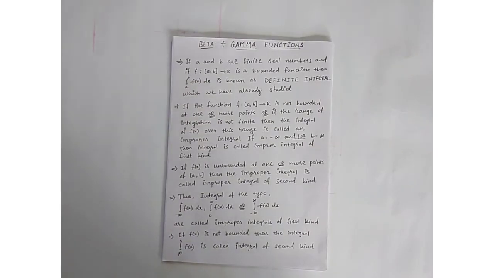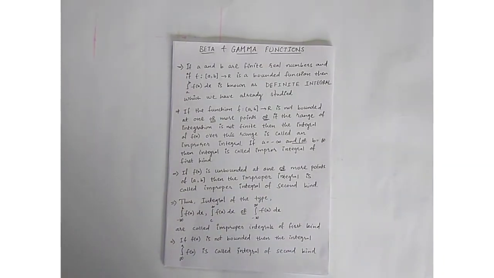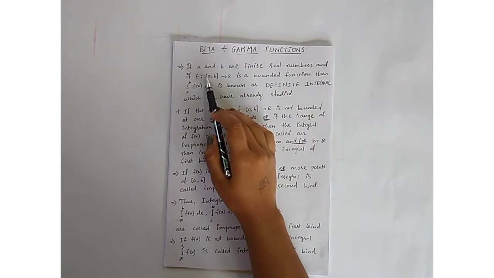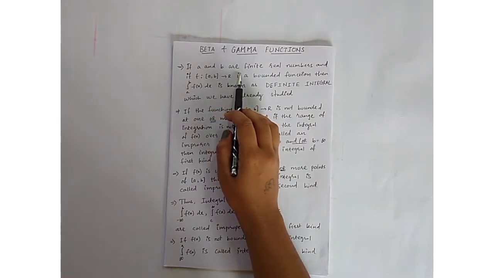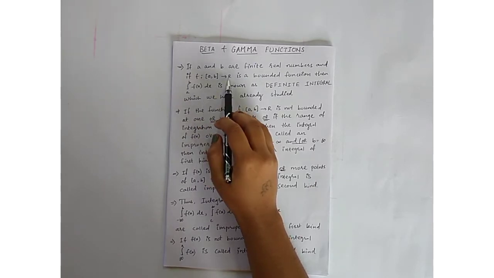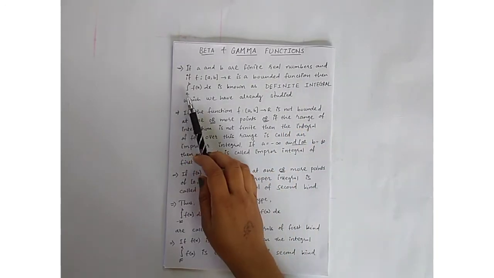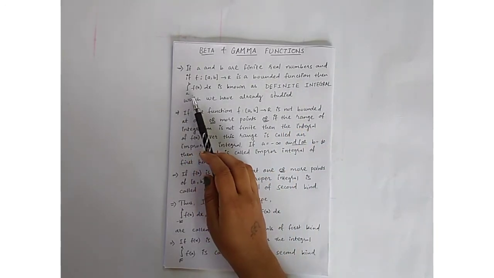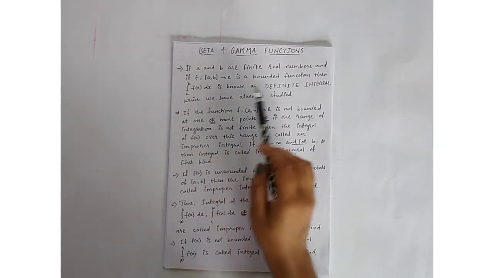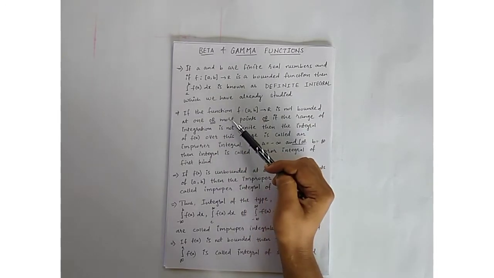Hello everyone. Today we will learn a new topic, beta and gamma functions. Before that, we are going to learn some basic definitions and concepts. If a and b are finite real numbers, and if f is a function from the closed interval [a, b] to the real numbers R that is bounded, then the integral with limits a to b of the function f of x dx is known as a definite integral, which we have already studied.